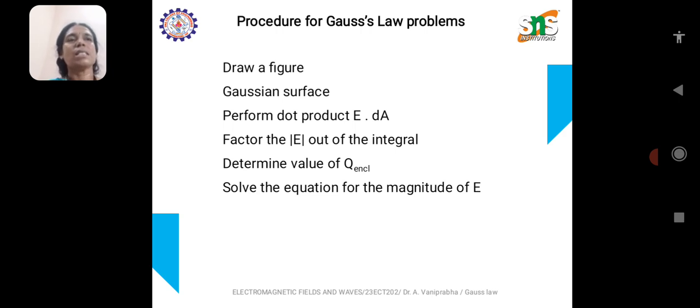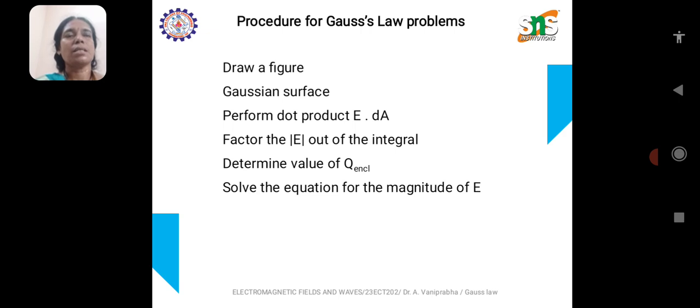And if it is a smaller ball, an iron ball, then the surface used with that iron ball will be a spherical surface. And if it is an infinite sheet or a rectangular sheet, then a cylinder will be best suited so as to determine the field intensity or charge enclosed. So after appropriately selecting the Gaussian surface, we have to determine the dot product E dot dA.